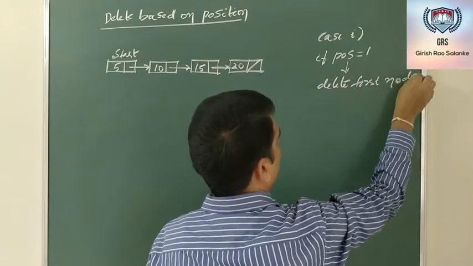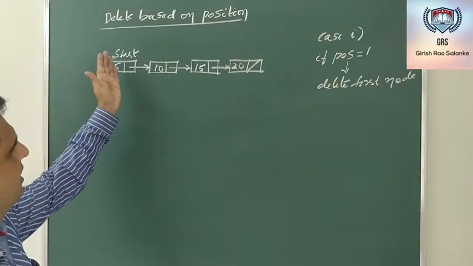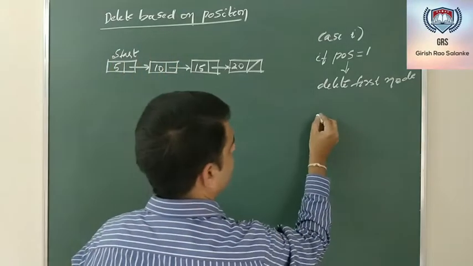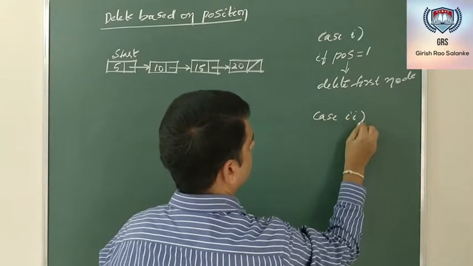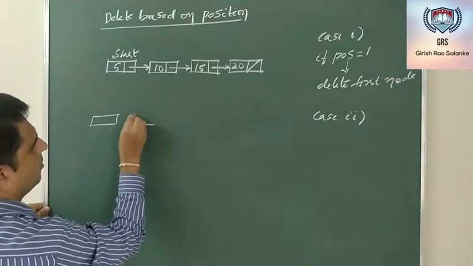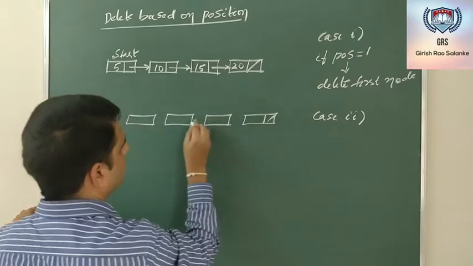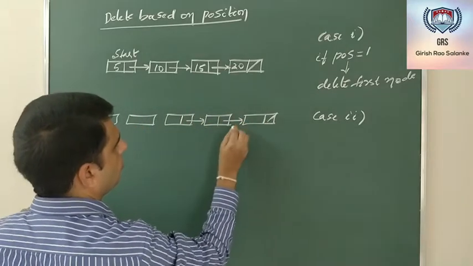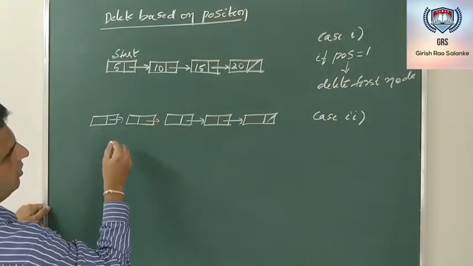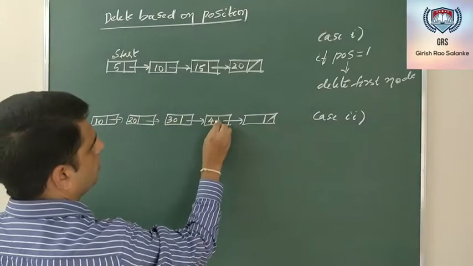So this was quite simple. What we do: make an attempt to hold the address of the first node or the start node, and change the reference of start from the first node to the second node. Second case, case 2: I'll assume that my linked list has 5 nodes, wherein the information is 10, 20, 30, 40 and 50.